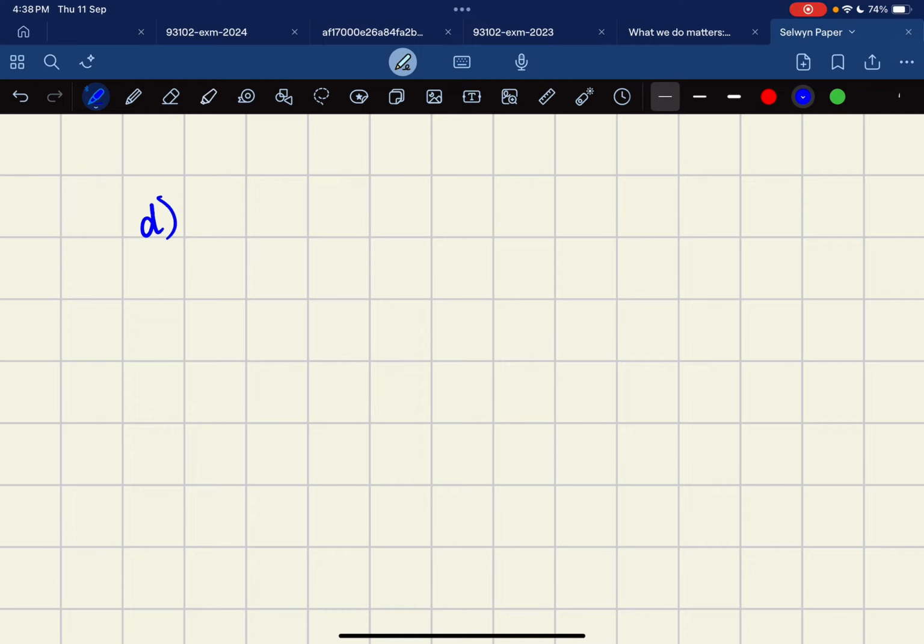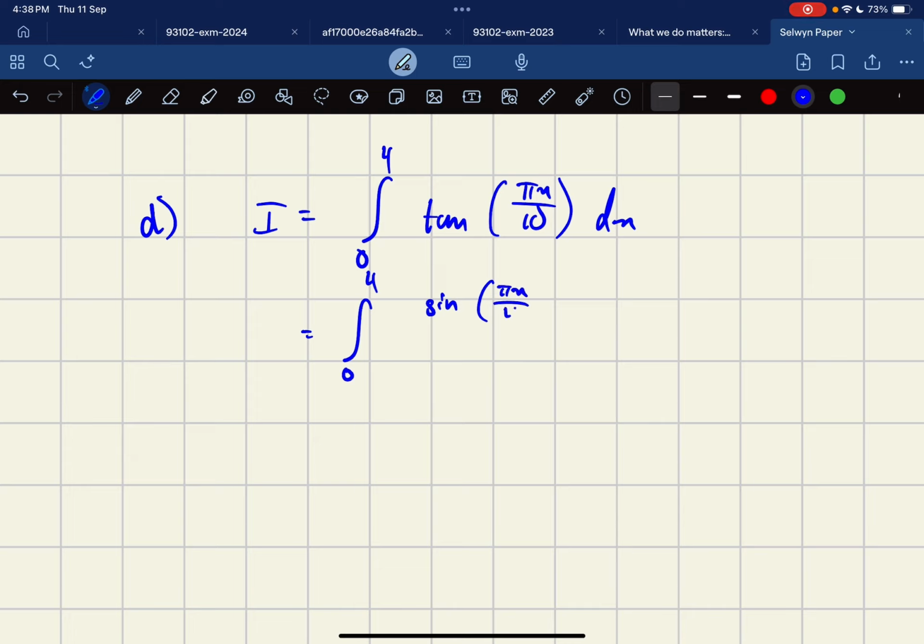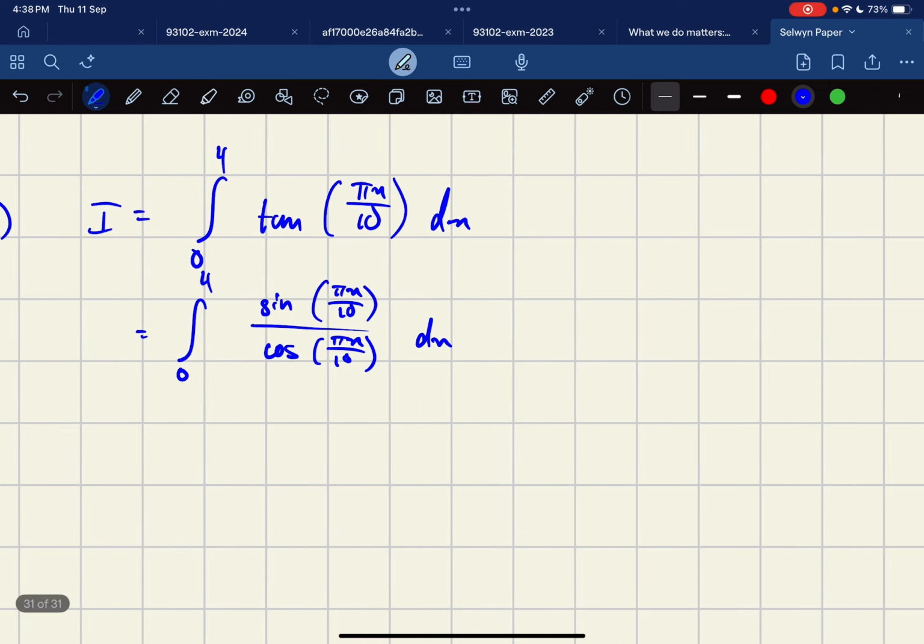So calculate the integral from 0 to 4 of tan of pi x over 10 dx. And they said you might find the identity tan of a is equal to sine a over cosine a. So you can rewrite this as the integral from 0 to 4 of sine of pi x over 10 over cosine of pi x over 10. So you notice here that the cosine derives into sine.